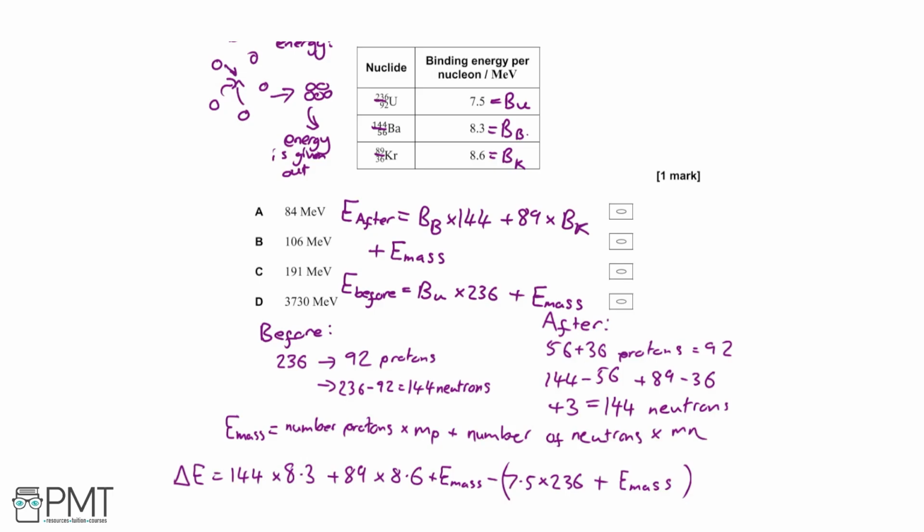So therefore, we see that E mass cancels with itself, because there's one add of E mass and one subtraction of E mass. So we're left with delta E is equal to 190.6. And these values have all been in mega electron volts. Therefore, our answer has to be C.